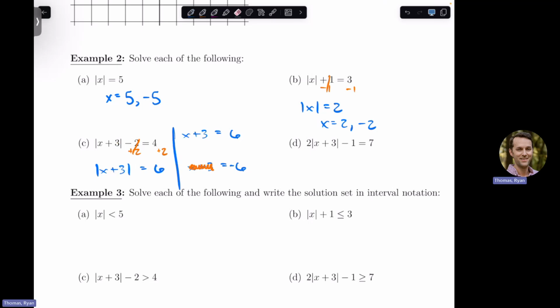Well, now let's look and see what it was. Oh, okay, it was x plus 3. So we have a little bit more to do. Find x. I know what x plus 3 is. So what do we do? Subtract 3. So x is 3 or -9.